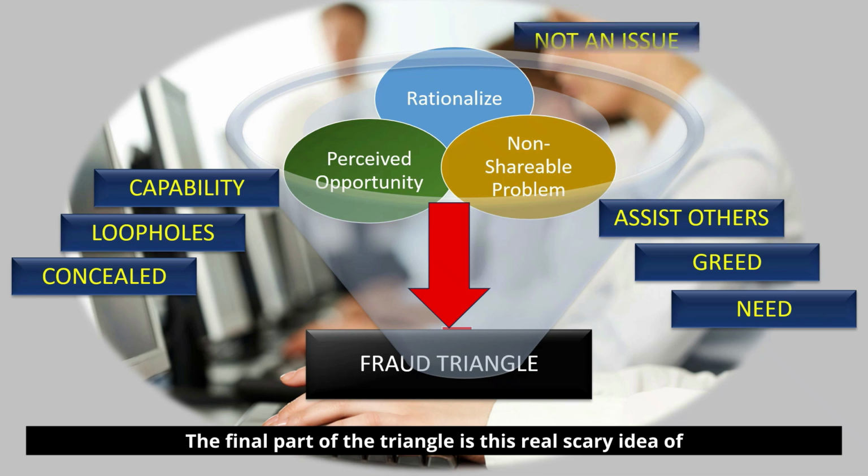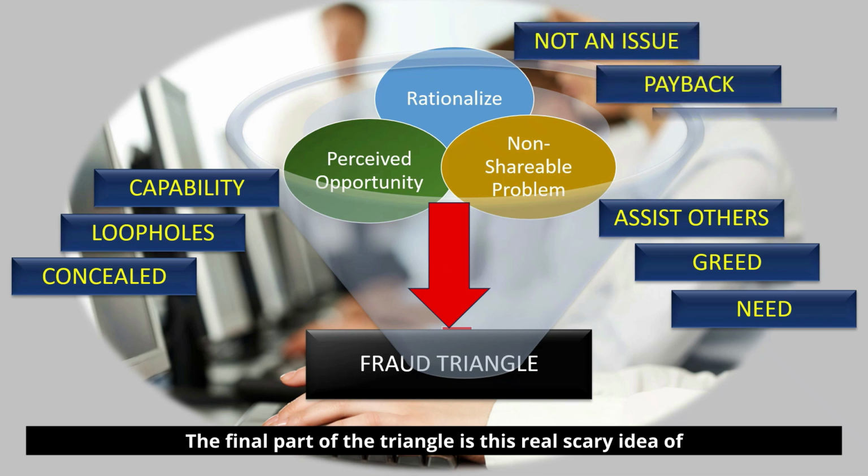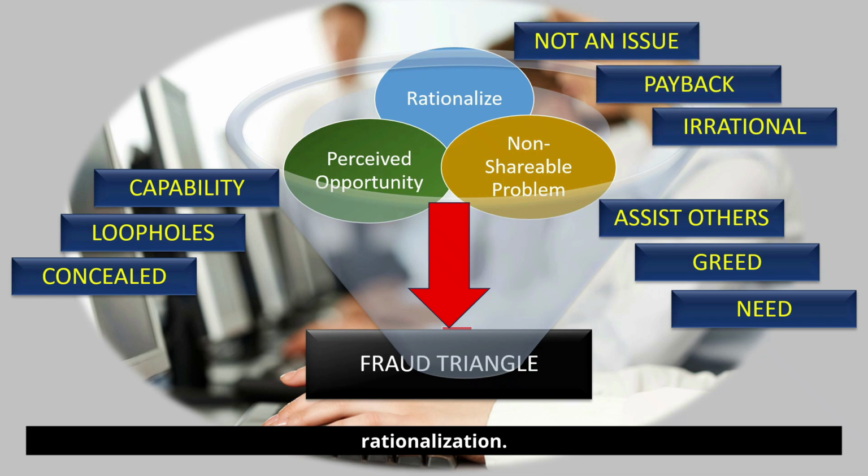The final part of the triangle is this real scary idea of rationalisation. This is where otherwise honest people are able to convince themselves that what they're doing is excusable. We've developed 3 further components to support this factor. As well as following the crowd and getting due payback, our 3rd one is simply acting in an irrational way. Irrational behaviour is where the justification in question doesn't really make much sense to anyone other than the perpetrator.